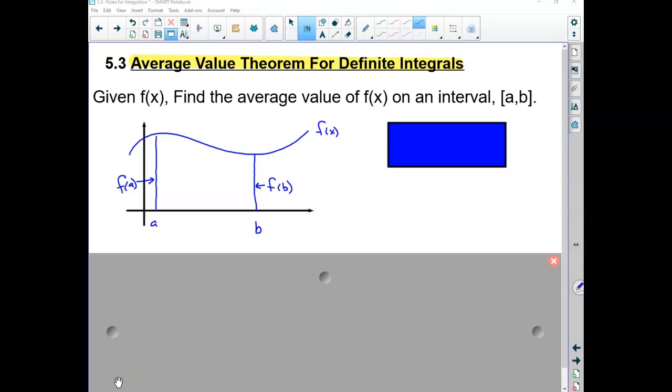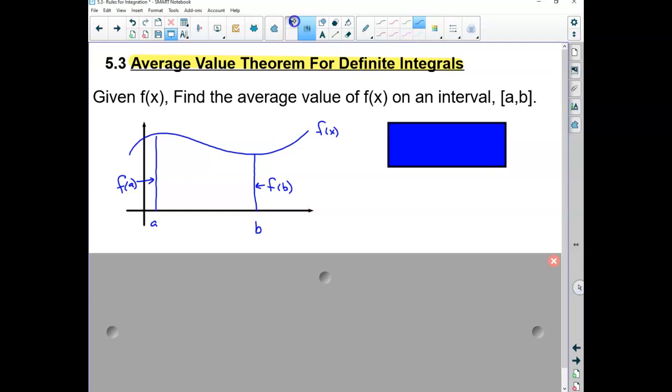Okay, good morning, guys. 5.3, we're going to finish this up, our rules of integration. I didn't like how I presented my 5.3 average value theorem last Friday, so I'm going to try to buzz through it again. Hopefully I go through it a little bit quicker. But basically, I got my graph f of x drawn there.